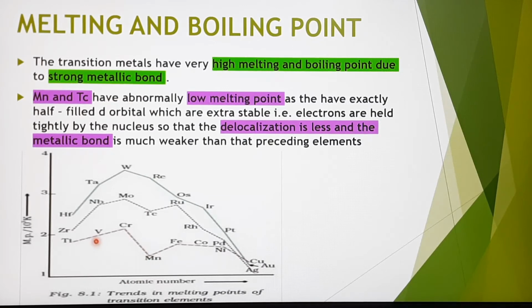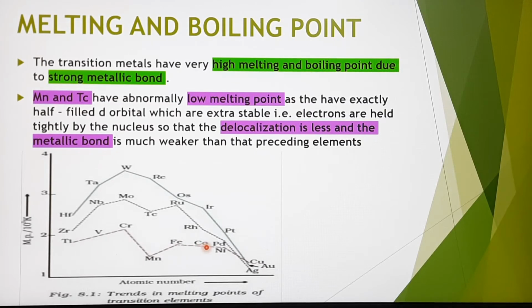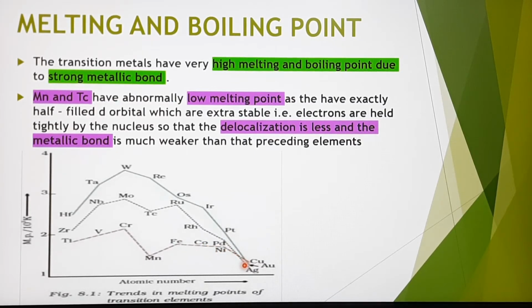So the dip in the melting point of manganese is due to its half filled electronic configuration. So delocalization of electrons is less. Therefore in case of manganese and technetium, electronic configuration is just half filled, so metallic bond will be weak, and at the end of the series a decrease in melting point is shown. It indicates that as the pairing of electrons in d orbital takes place, dd overlapping is not possible. So strength of metallic bond decreases and melting point decreases.